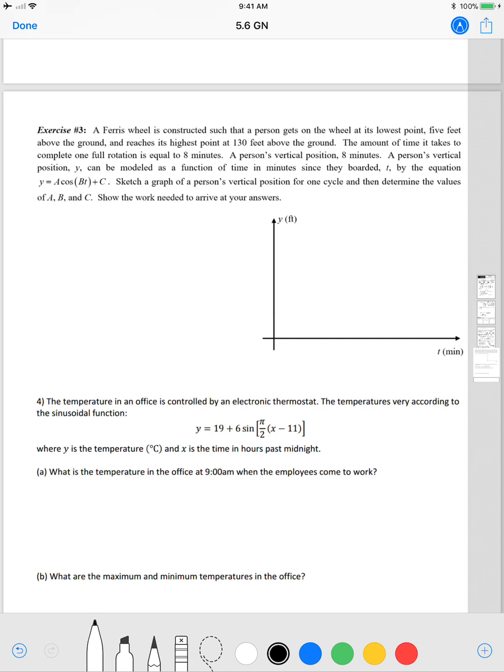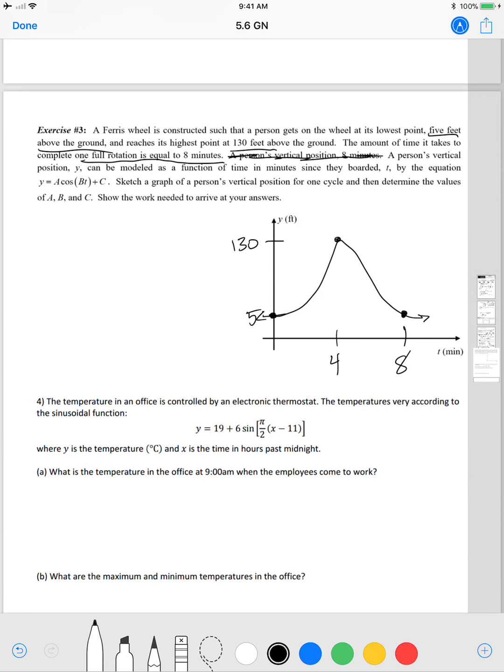First, I know that my period, one full rotation, is 8. So my period is 8 minutes. And that I'm starting at 5 feet above the ground. So I'm starting here. And then one full rotation in 8 minutes puts me back there. And then my highest point, 130 feet above the ground, is going to be halfway in between. So at 4. So there's my graph.